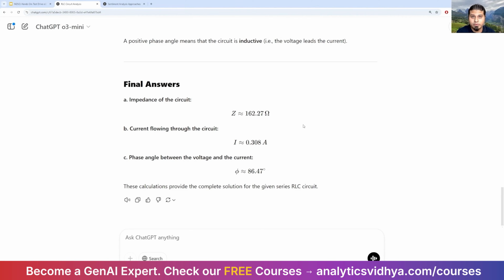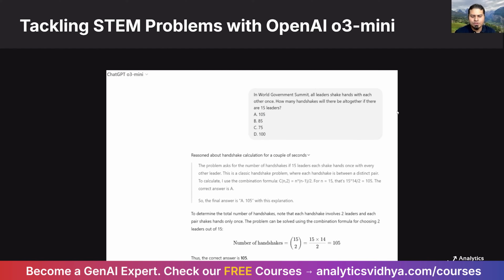Let's check out the last problem now with o3-mini. So this is an interesting kind of a puzzle-based math problem where the idea is in the World Government Summit, all leaders shake hands with each other just once. So how many handshakes will be there together if there are 15 leaders? And we give it the 4 choices also. It's a multiple choice question. So let's see how did o3-mini fare on this problem.